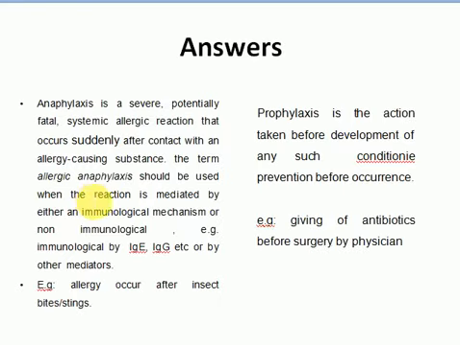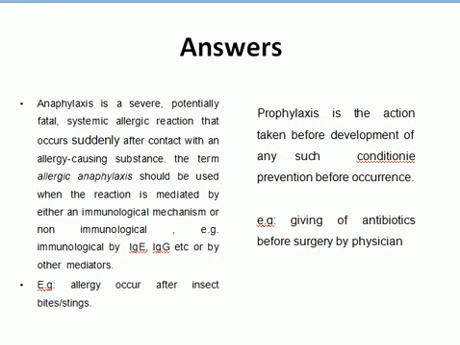These are the answers. Anaphylaxis is a severe, potentially fatal systemic allergic reaction which occurs suddenly after contact with an allergy causing substance, whereas prophylaxis is the action taken before development of any such condition, which prevents it before the occurrence. Examples: anaphylaxis occurs after insect bites. Here we are giving some antibiotic before surgery by some physicians.